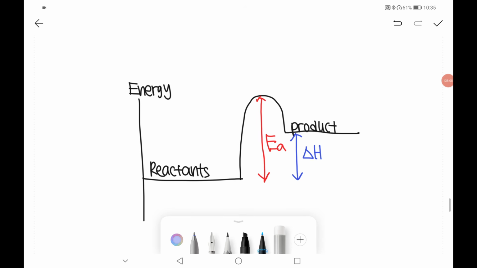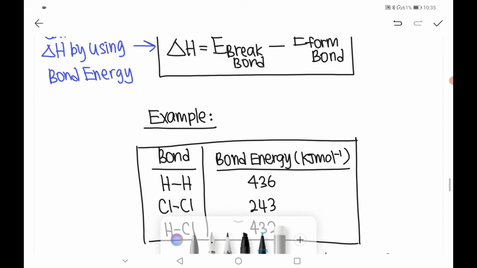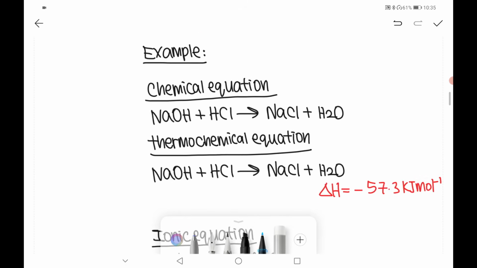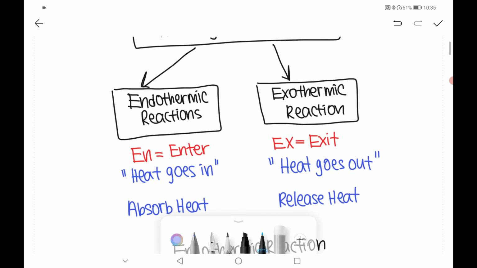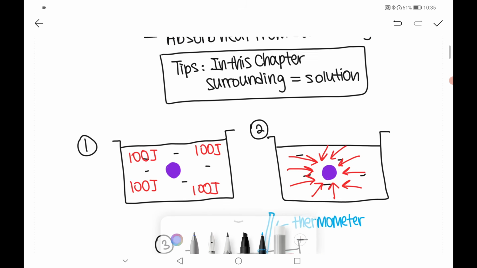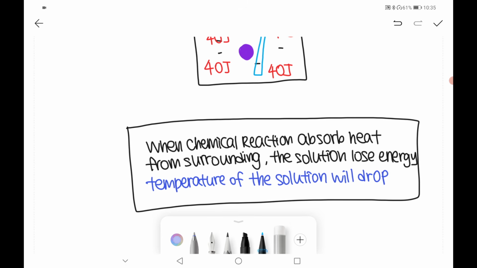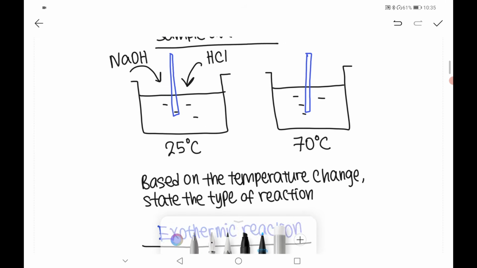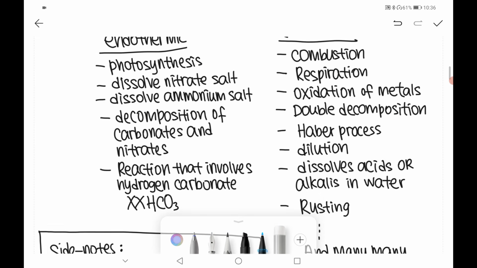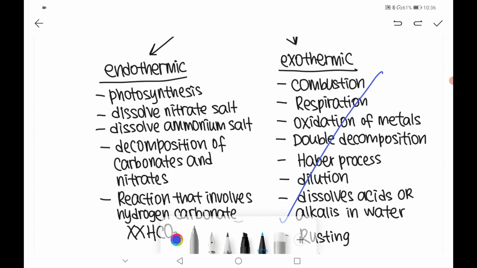In today's lesson, we cover a few concepts. We cover the introduction of thermochemistry. Hopefully by now you know what is endothermic, what is exothermic, and the temperature change. For endothermic, temperature will decrease. For exothermic, temperature will increase. This is very important, and you need to know some examples for endothermic. Examples for exothermic, no need to know.